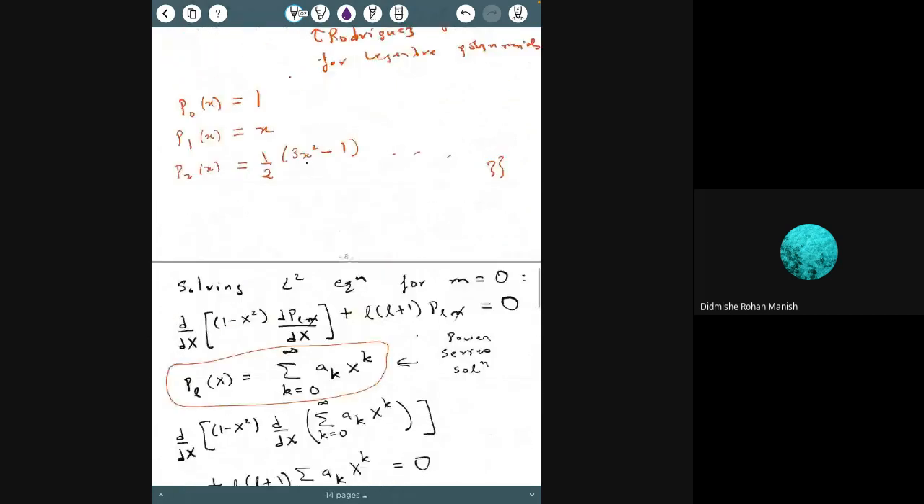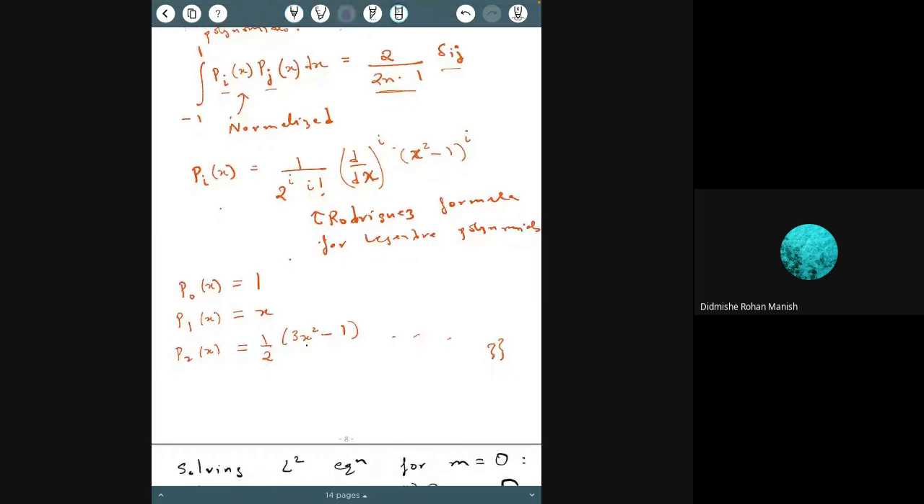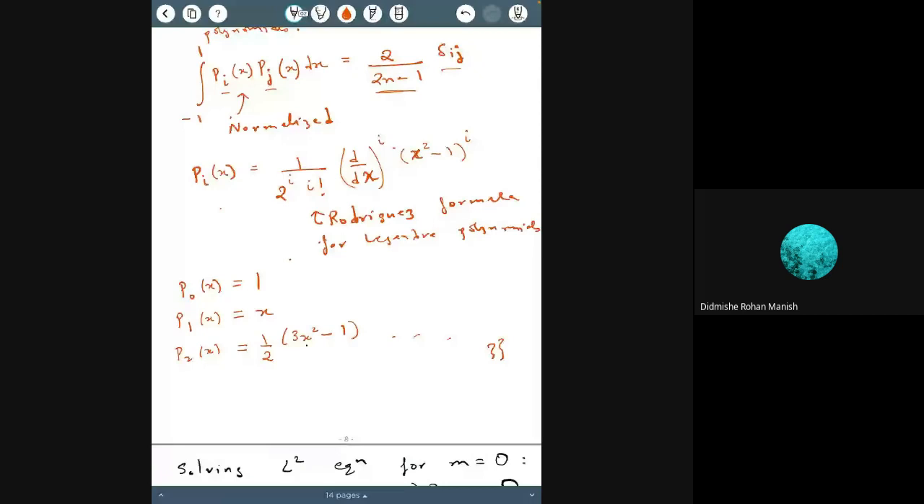So wait, where did I write this normalization condition? Yeah. So if you're starting from zero, if you're starting from 0, then it is plus 1. No. If it's 0, then I should have n equal to 1. One minute.